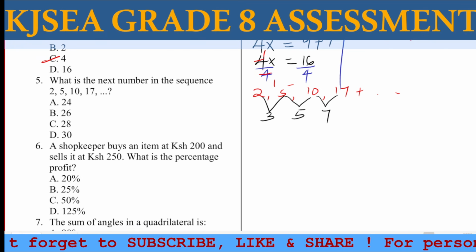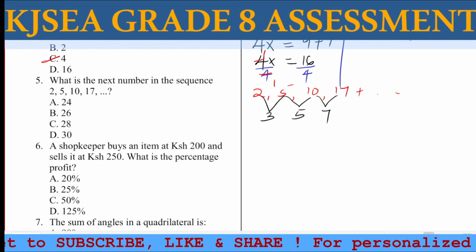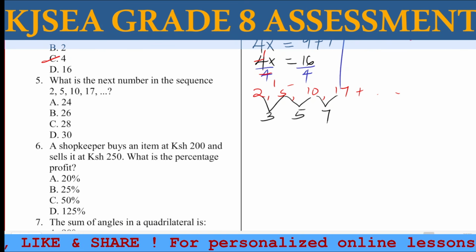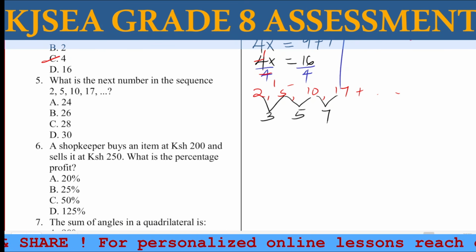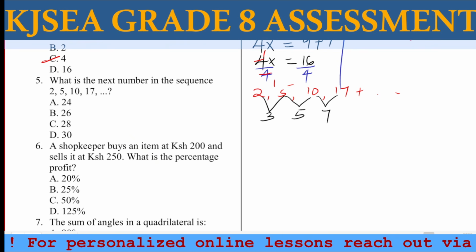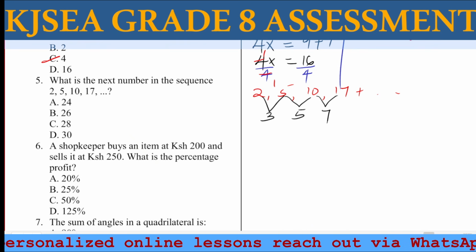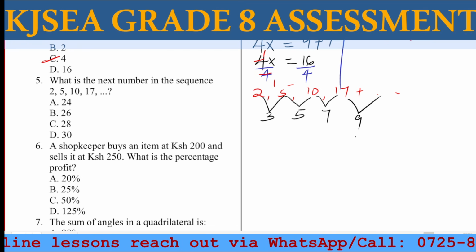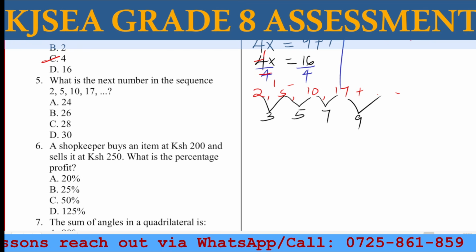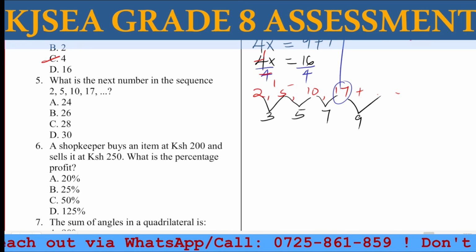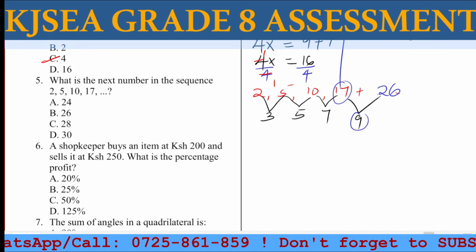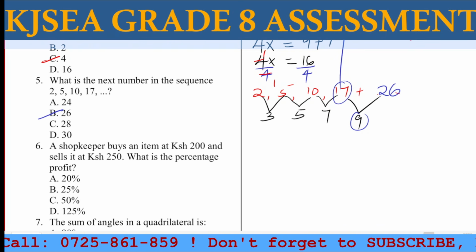So when you look at the differences among these numbers, we have 3, 5, and 7. Those are odd numbers. The next odd number after 3 is 5, the next after 5 is 7, and the next odd number after 7 is 9. Therefore, the next number will be obtained by taking 17 plus 9, which is 26, as the solution.